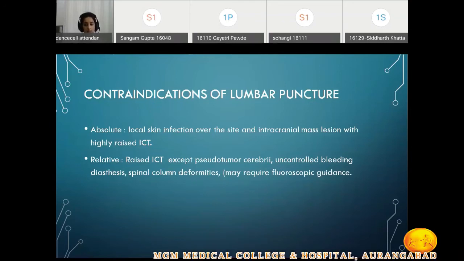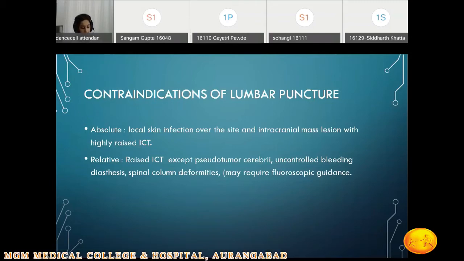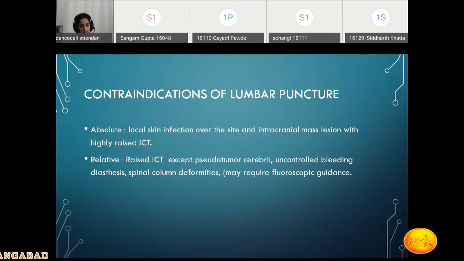So, uncontrolled bleeding diathesis, any bleeding diathesis causing deranged bleeding and clotting parameters like deranged PT-INR in cases of known underlying liver disease, in case of immune thrombocytopenia, in case of DIC, consumptive coagulopathies, wherever there are deranged coagulation and bleeding parameters like platelets, PT-INR, APTT, deficiency of clotting factors, there is a relative contraindication.